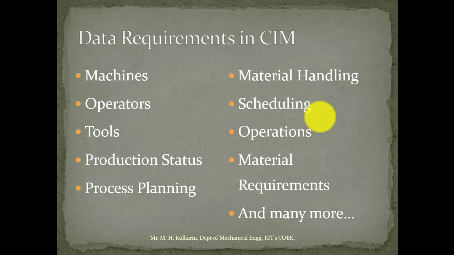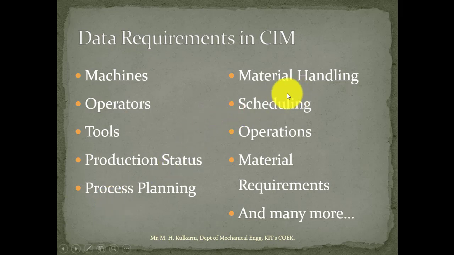We have just now seen that it could be a machine's data, it could be the operator's data, it could be tool related information, it could be about production status, how many jobs are completed, how many jobs are not yet completed, how many jobs are in process. That kind of data. Process planning type of data. So what is operation number 1, operation number 2, operation number 3, and something like that.